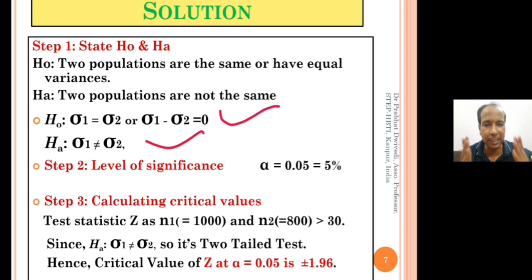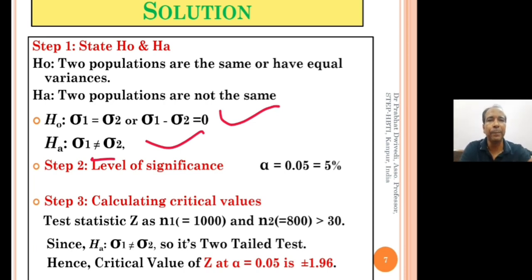Now step 2 is level of significance that is given to us, that is 5% level of significance. Since it is two-tailed test, because alternative hypothesis has not equal to sign, so it is two-tailed test. So both side level of significance will be half of 5%, that means 2.5%. Left side alpha 2.5%, right side alpha 2.5%. So that is the level of significance.